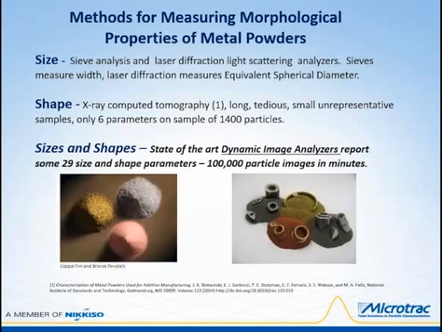Shape distributions have been reported measured by X-ray computed tomography. See reference 1 below. It's a long, tedious measurement and computing technique on small, unrepresentative samples, reporting only 6 parameters on a sample of about 1,400 particles. Now we have state-of-the-art dynamic image analyzers, which can be used to report some 29 different size and shape parameters at up to hundreds of thousands of particles in minutes.